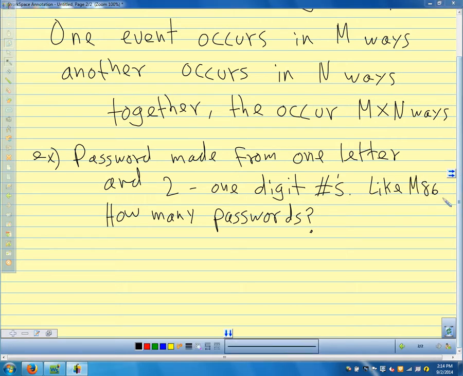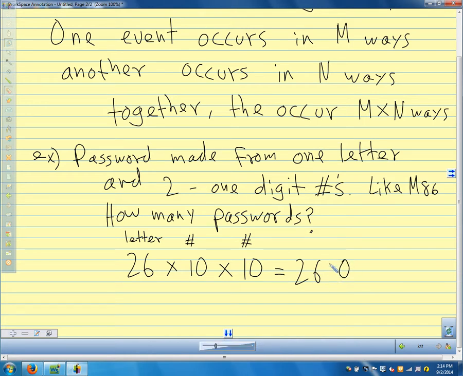So this is a counting principle problem. We're seeing how many ways we can put all these things together. How many letters do we have to choose from? 26, 26 letters in our alphabet. So this is the letter. How many one-digit numbers do we have to choose from? 9. Let's say we can choose 0 also, so 10. Times 10 for the first number, and then for the second number, how many choices do we have? 10 again. So we multiply these together, and we get 2,600 passwords.